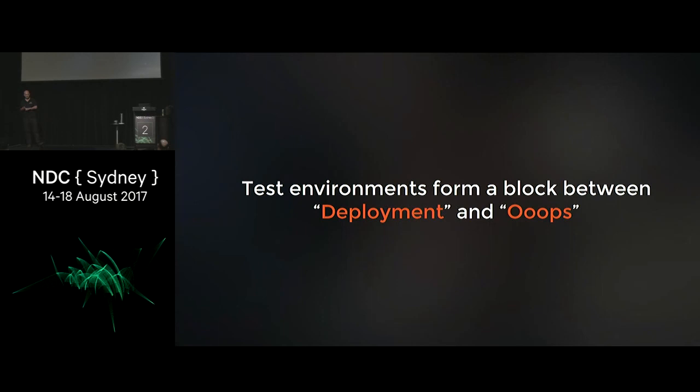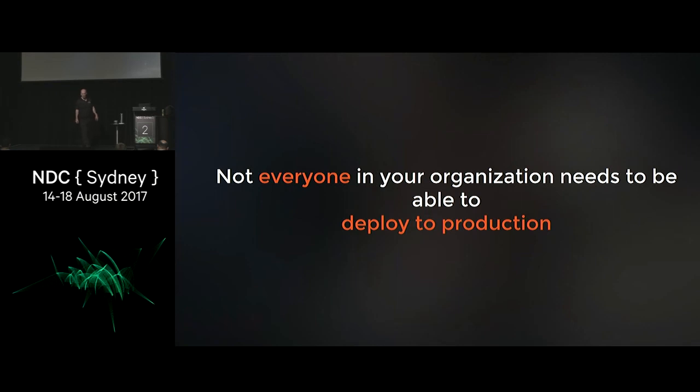Test environments form a block between deployment and oops, okay? Because you want to minimize the amount of oops that you have, and if you've got a test environment, you are going to minimize that. Now, at a certain level, if you're small, of course, there's less worry about oops. But if you're suddenly basing other people's salaries on whether or not you hit oops, then that's something that you want to consider having. Not everyone in your organisation needs to be able to deploy to production.